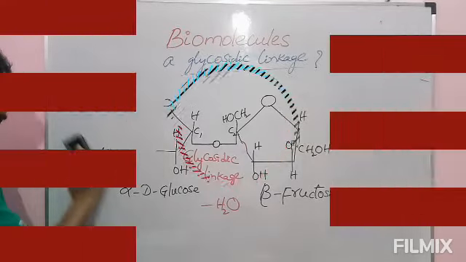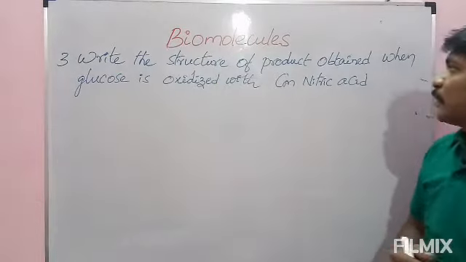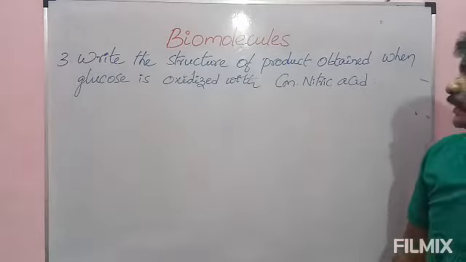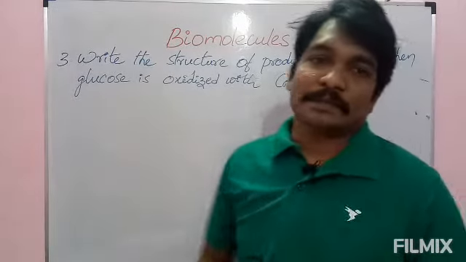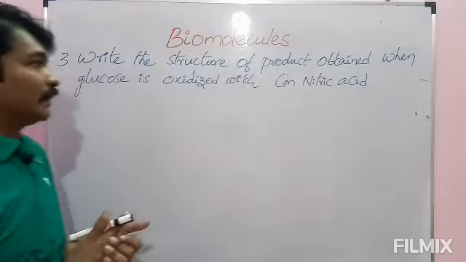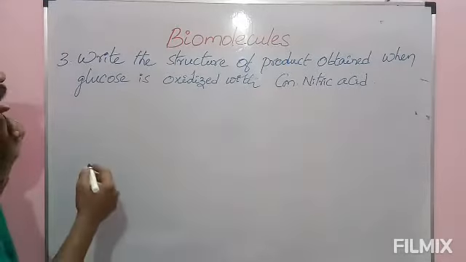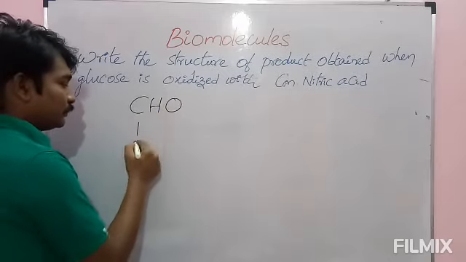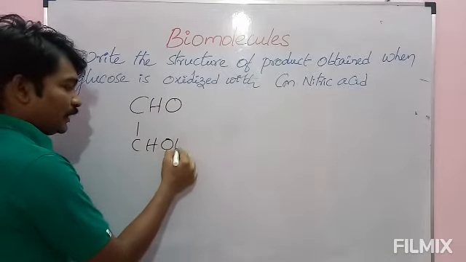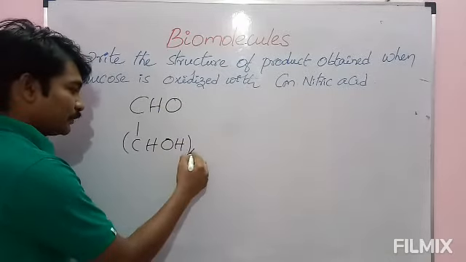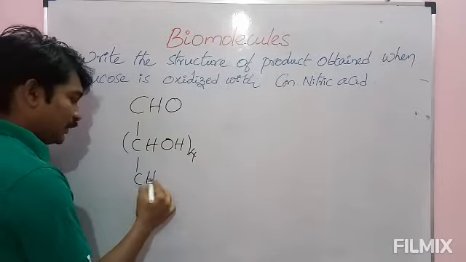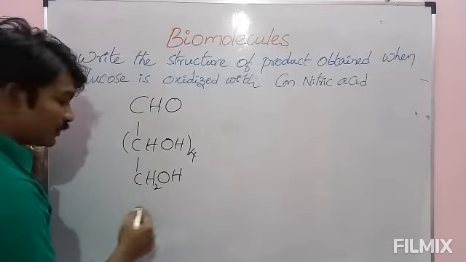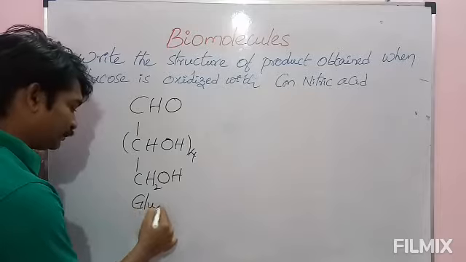Third one is, write the structure of the product obtained when glucose is oxidized with concentrated nitric acid. What is the glucose molecule here? CHO, CHOH 4 times, CH2OH. This is the glucose molecule. In the first question also we already discussed this structure.